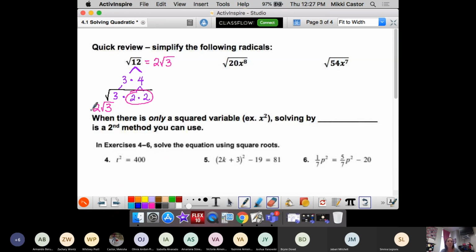The 2 again had a buddy, so we could bring the 2 out. Basically 2 times 2 is 4, and the square root of 4 is 2. That's where we're getting that from. That's why that works. All right, so if we tried it with 20, 20 would be 2 times 5 times a lot of x's.